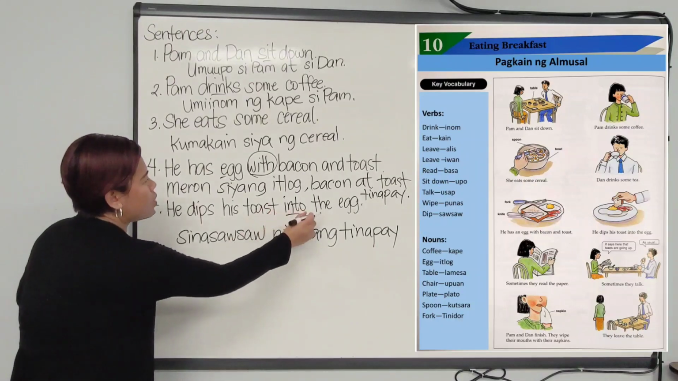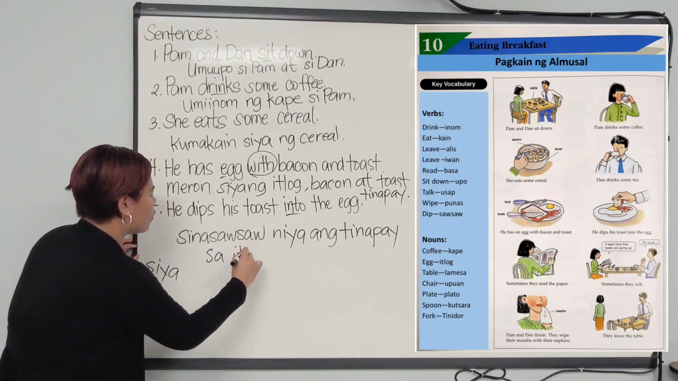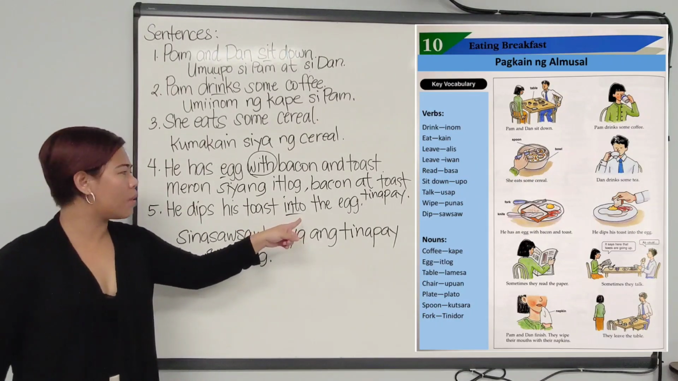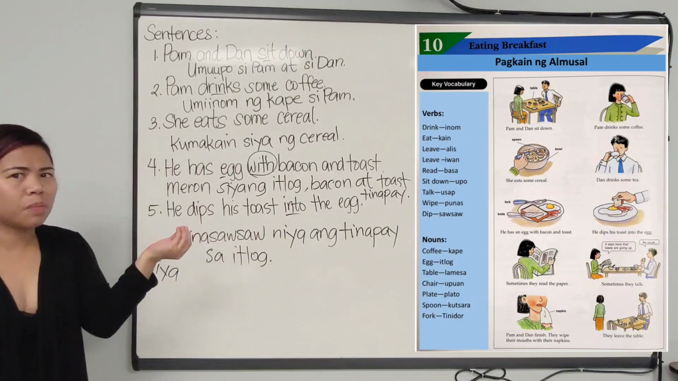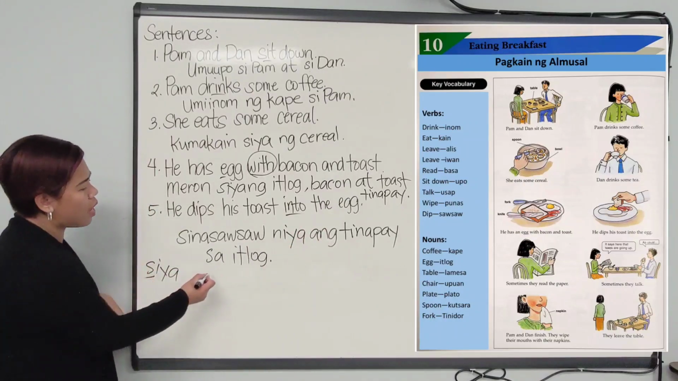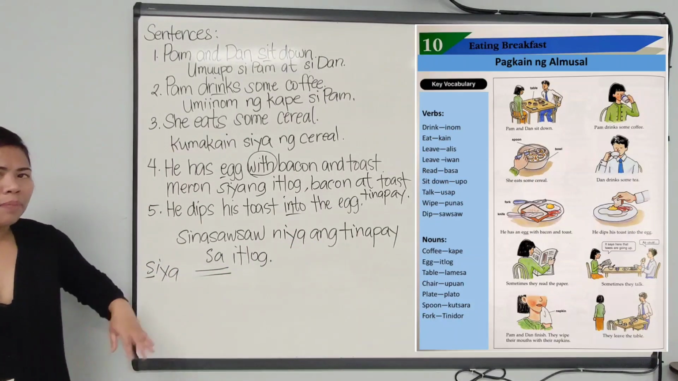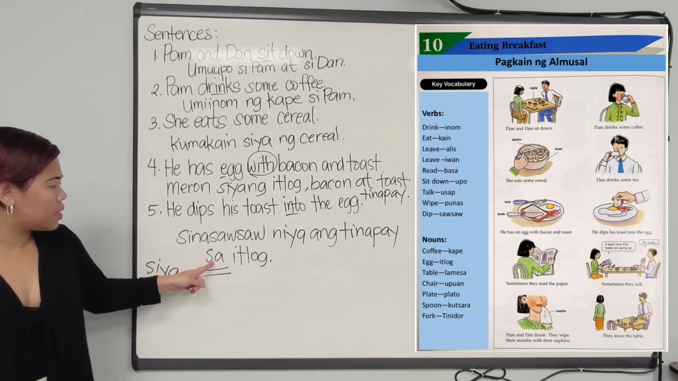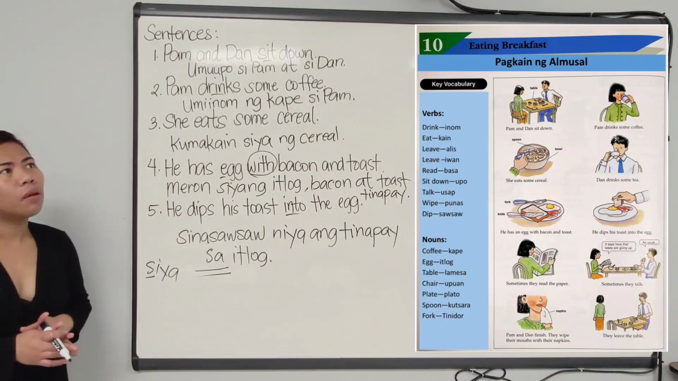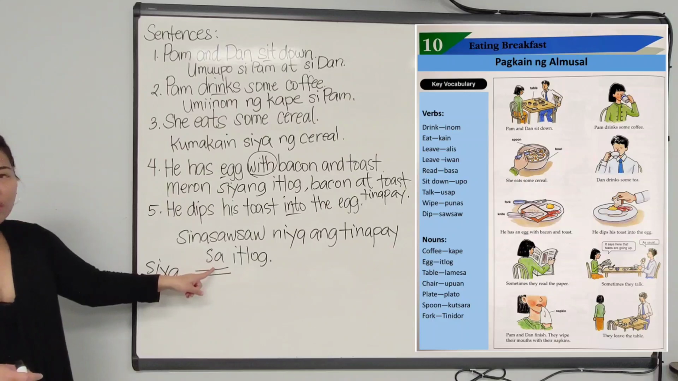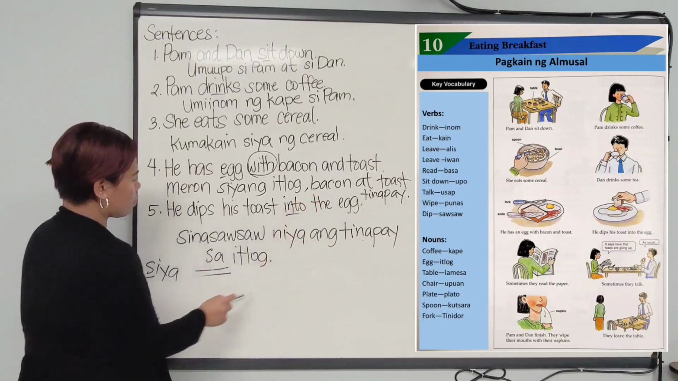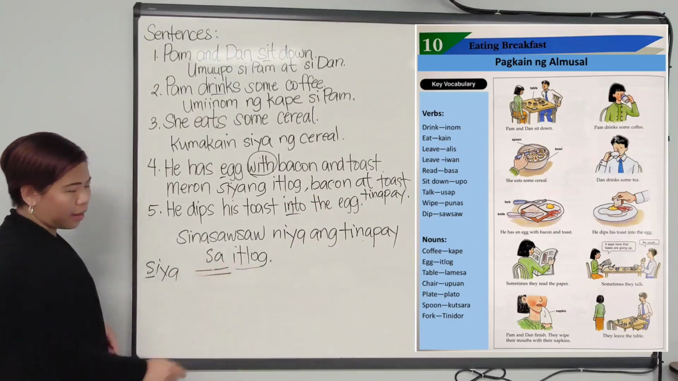Where? Into the egg is sa itlog. In English, each preposition has its specific use. But usually for Filipinos, in almost every prepositional phrase, we always use this one, sa. Okay, it could also mean to. It could also mean for. So we use this preposition sa. So sinasawsaw niya ang tinapay, the toast, sa itlog, into the egg.